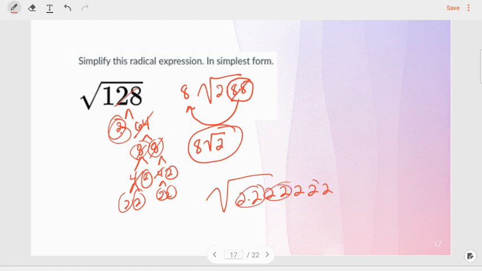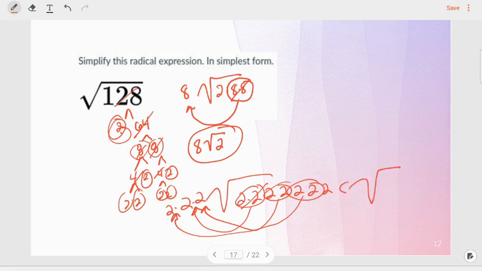Circle your pairs. Pull it out front. So 2 comes out, a 2 comes out, and a 2 comes out. I multiply those all together. 2 times 2 times 2 is 8, with this lonesome 2 on the inside. So notice no matter which way I did that, I ended up with the same answer.